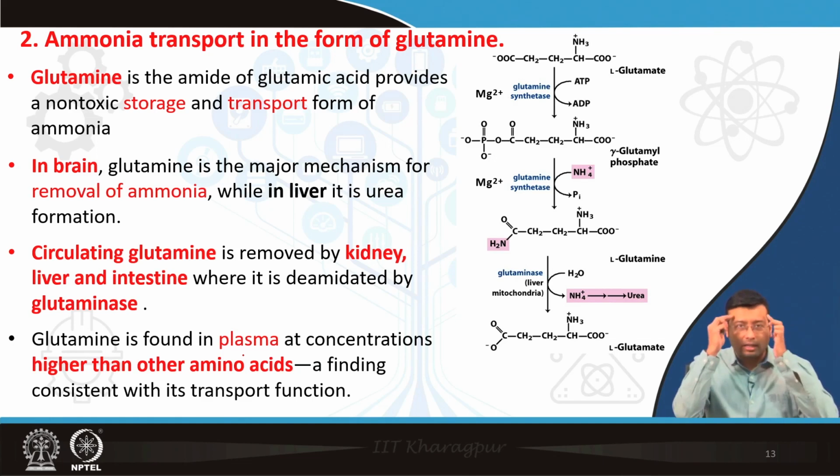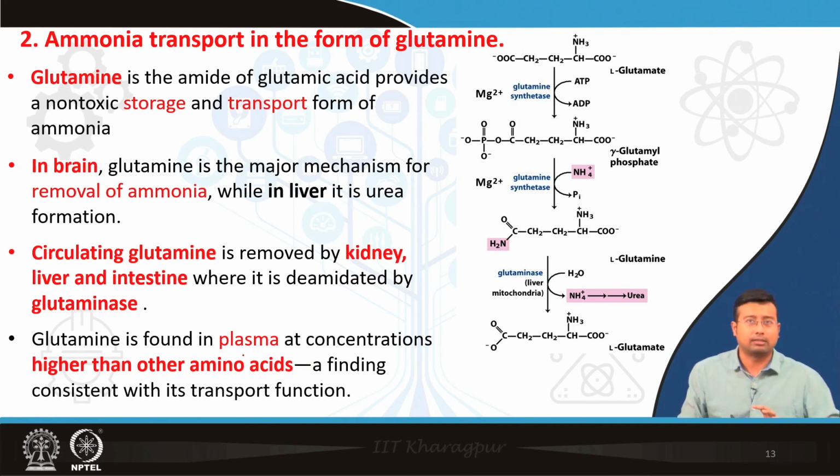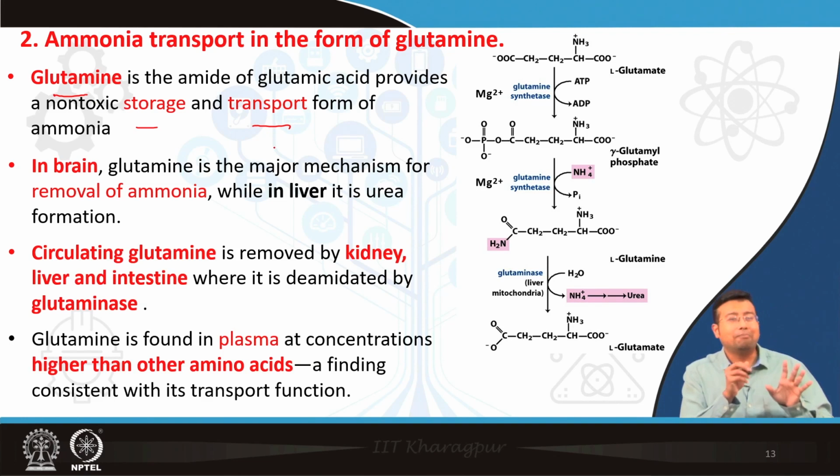Mainly it happens in the brain and also in muscles. So what happens? Glutamate actually traps ammonia to form glutamine. Glutamine is actually the amide form of glutamic acid, which forms a storage form as well as a transport form of ammonia.